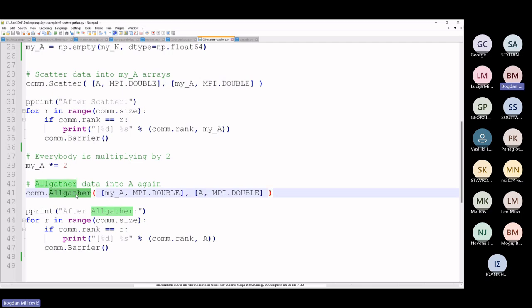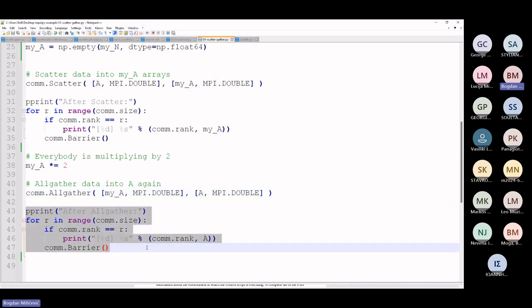Please note that all gather is the same as gather plus broadcast. If we only performed the gather, we would only have this large doubled A on a single processor, for example, process 0. But here, for all the processes, we have the same doubled data in a large array. Okay, let's gather.